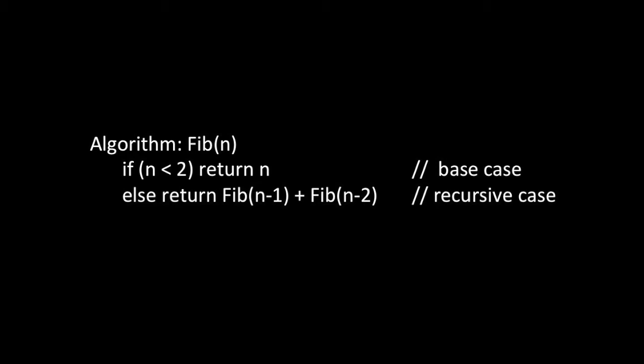Fib takes an argument n. If n is less than 2, I return n. Else, the recursive case, I return fib of n minus 1 plus fib of n minus 2.